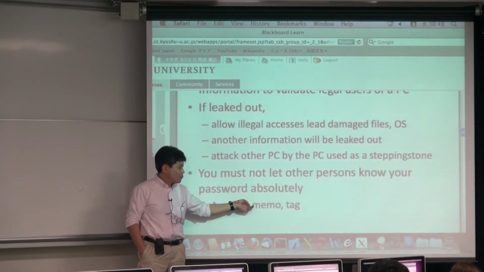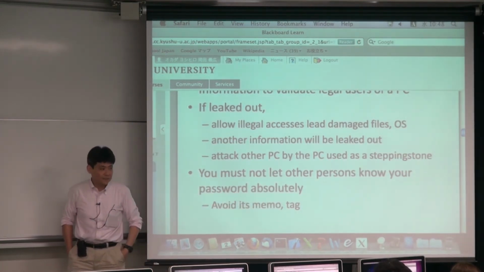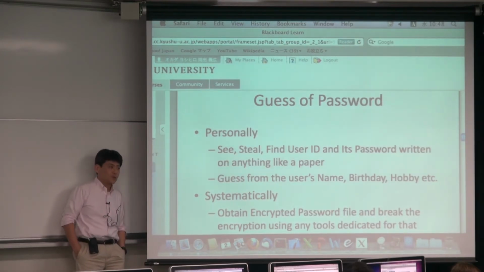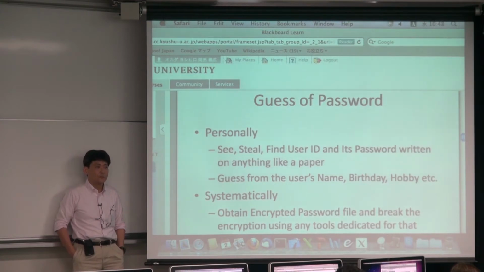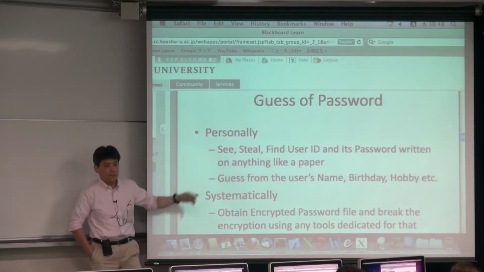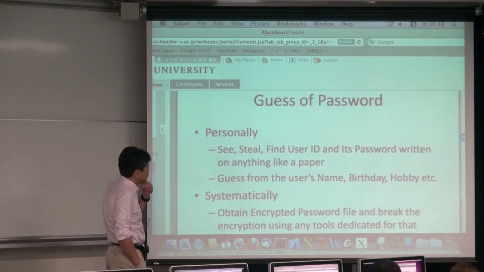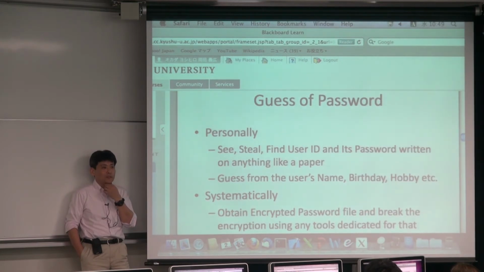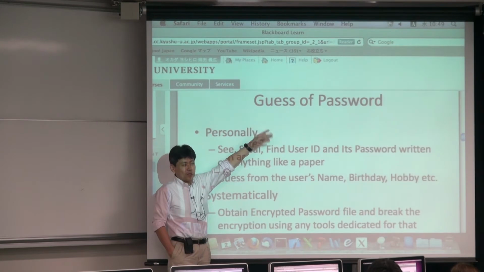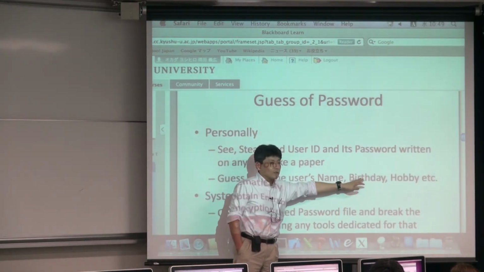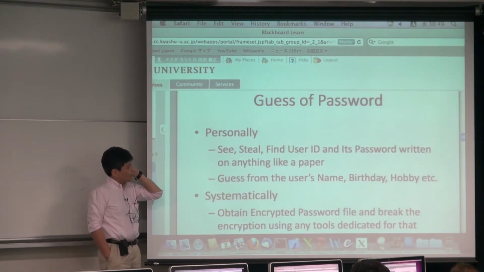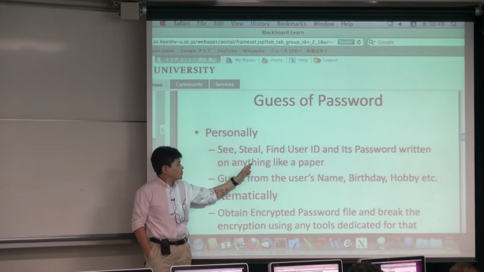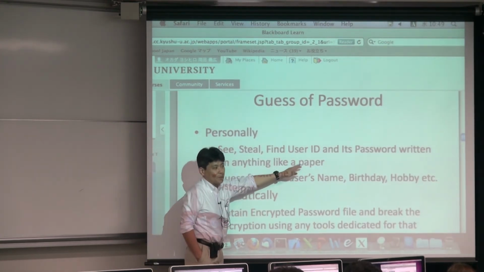So of course, as shown here, you must absolutely not let another person know your password. So please avoid memorizing or tagging. Okay. So if your password is written down on any paper, it is somehow easy for another person to steal or seize such information illegally. Okay. So some bad persons want to know your password by guessing from some information about you, like name and birthday and hobby. Okay. And such a person still wants to find your ID and password if such information is written down on any paper. Okay.